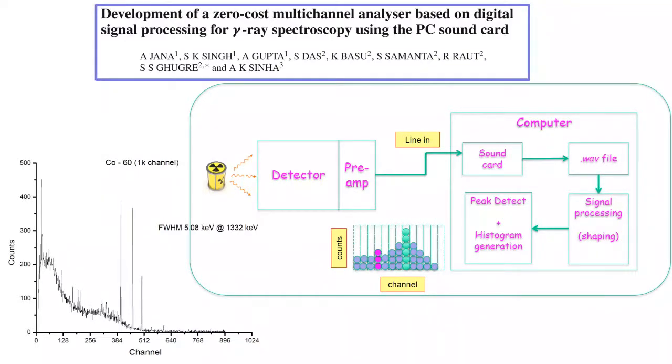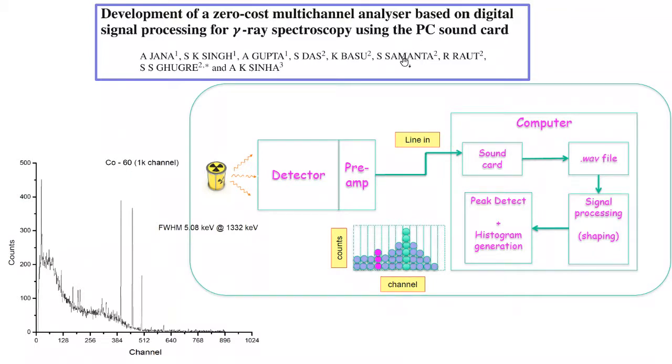And the then director, Dr. Sinha, told me that, well, you have a sound card in the computer, which has a very fast ADC, and that's what you need. So what we actually did was, we took the detector, took out its signal, and put it in the sound card. We recorded the signal in a WAV file, did all the signal processing in DSP based on the knowledge we had developed, and we literally came out with a zero-cost multi-channel analyzer.